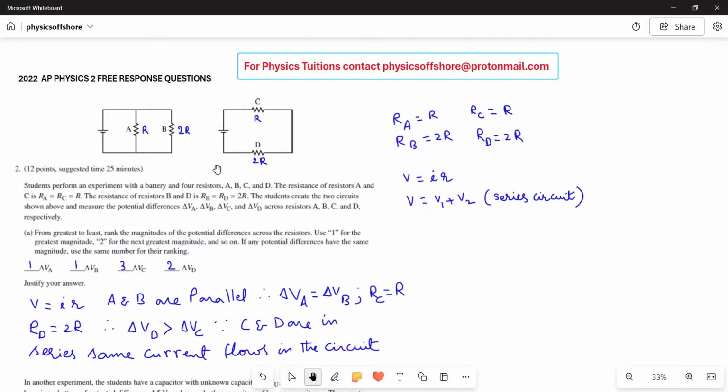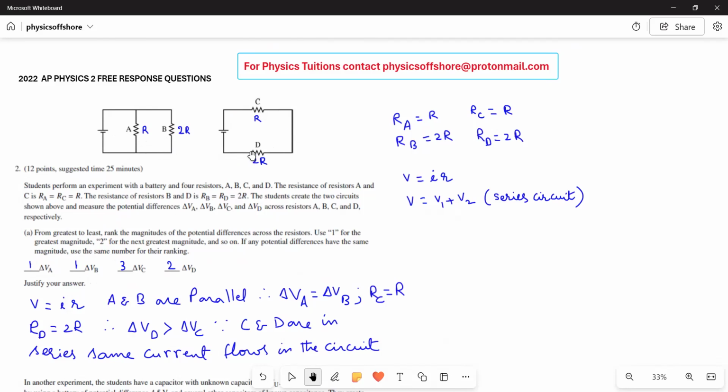Now we have to find the voltage across these resistors. Obviously A and B have the same voltage because they are parallel to the supply. Whatever the supply voltage, both A and B have the same voltage because they are in parallel. So they have the greatest potential difference. Therefore delta V_A is greatest. Similarly, delta V_B also, because they both have the same voltage.